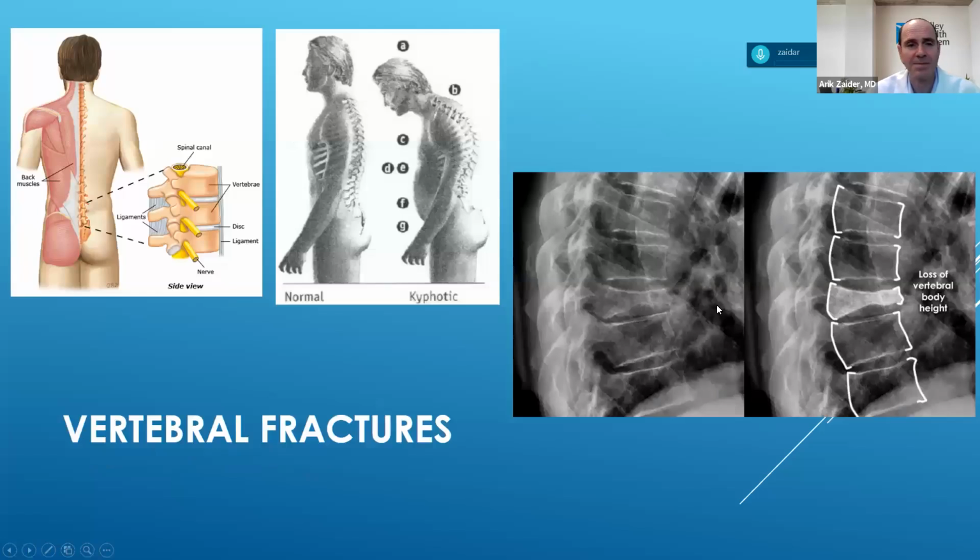Again, most of the time asymptomatic. When it happens after a trauma or injury, coughing, or picking something up, you suddenly notice this acute back pain. It can be very painful as well, and again, sometimes presents atypically. Sometimes it can radiate to the abdomen.